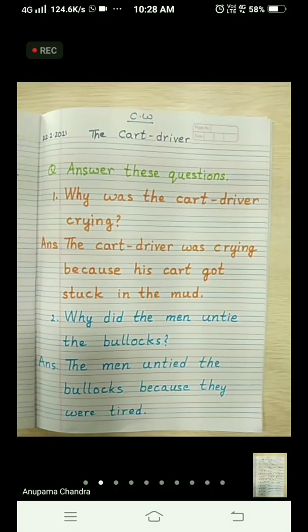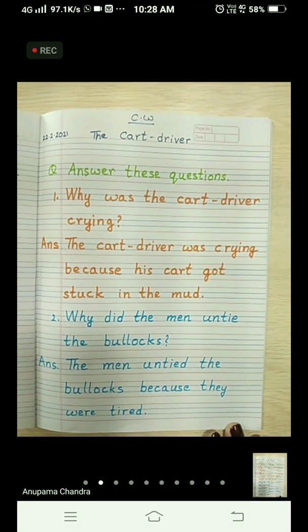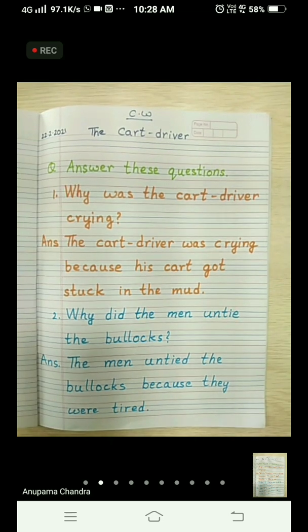So children, we are going to write question number 4 and 5 today. First 3 questions and answers we have done yesterday and we are going to complete this today. Okay, so before we write, let us revise these 3 answers once again. I am going to read it and you will repeat after me.